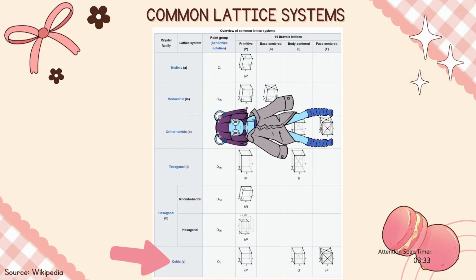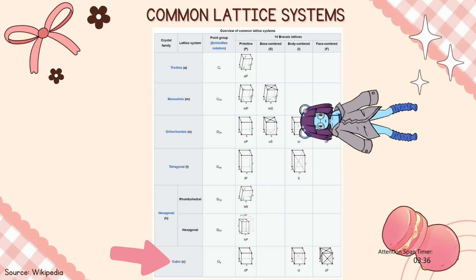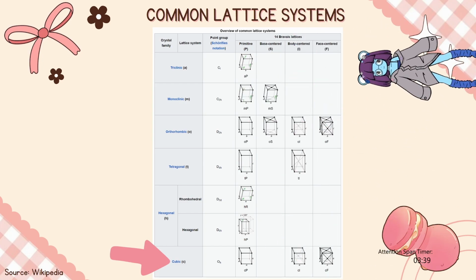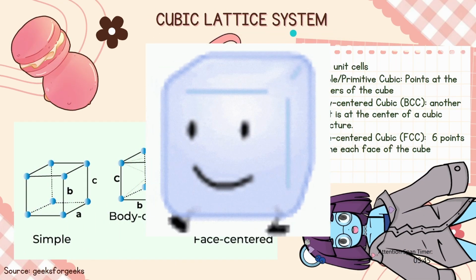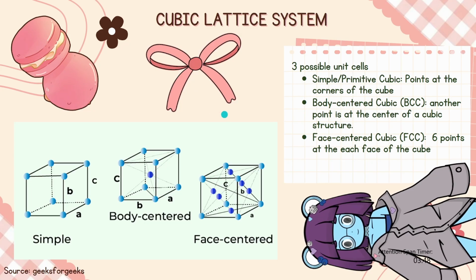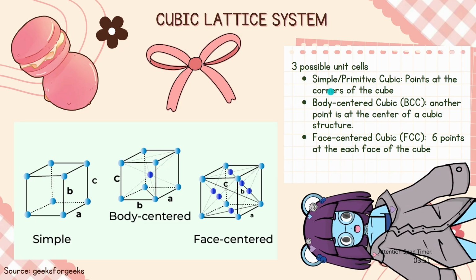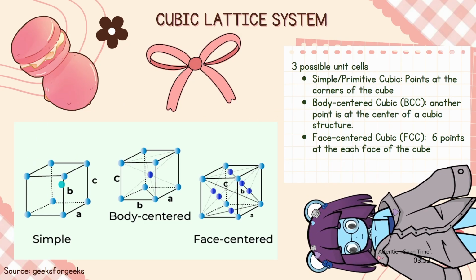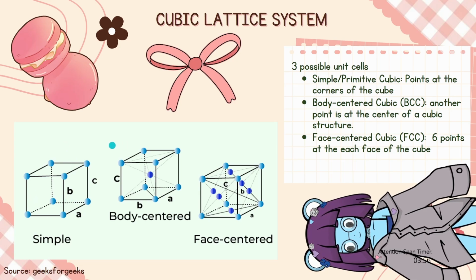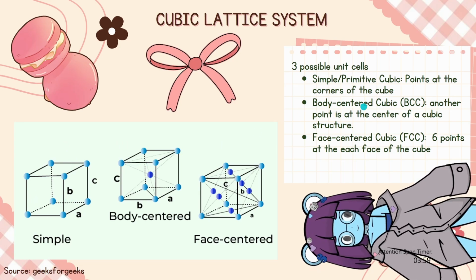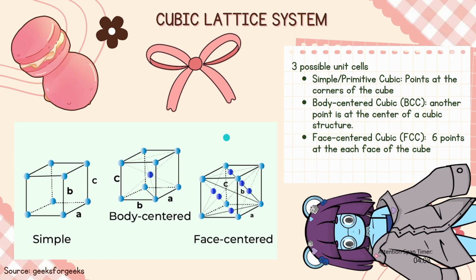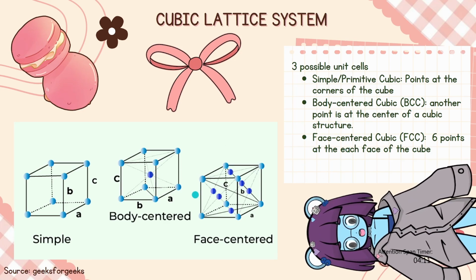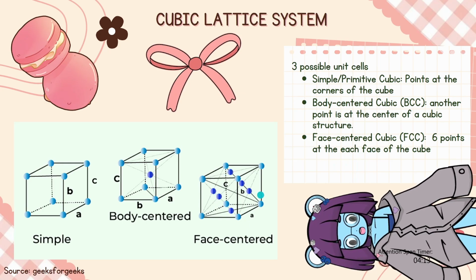Common lattice systems. There are also other lattice systems and possible unit cells, but for the purpose of this video, I will be focusing on the cubic lattice system and the unit cells associated with it. The cubic lattice system has three possible unit cells. The simple or primitive cubic, which has lattice points at the corners, just like the 3D lattice example. The other two are body-centered cubic, abbreviated to BCC, which also has the points at the corner, but another point in the center of the cubic structure, and the FCC, the face-centered cubic, which has the corner points as well as another point at each of the faces of the cube.